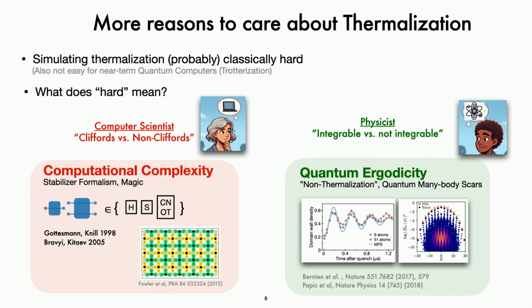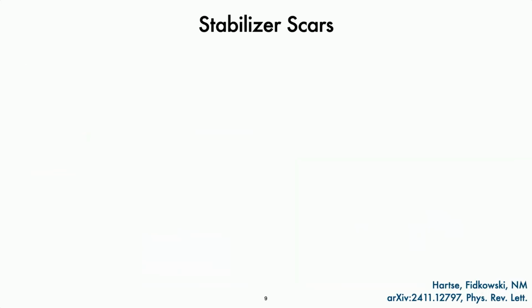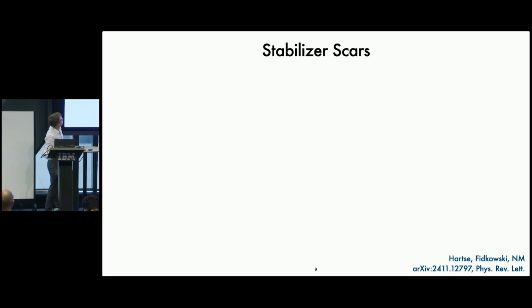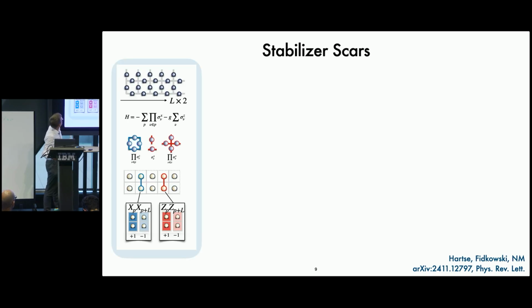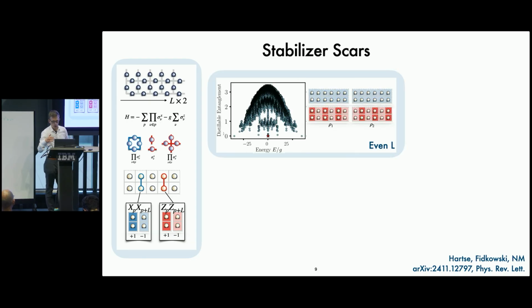So could these two things have anything in common? The answer is surprisingly, or maybe not so surprisingly, they have a lot in common. So here are some recent results that came out, where this is a very similar model. The details don't matter so much, but here we found basically so-called quantum many-body scars.